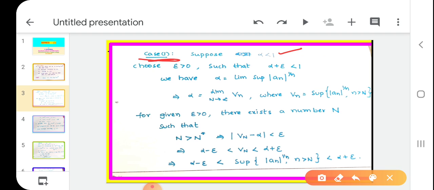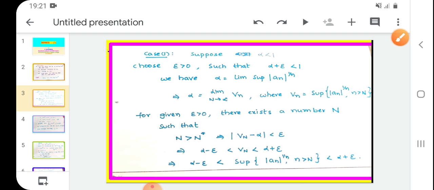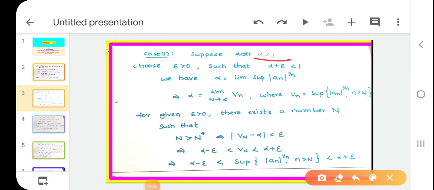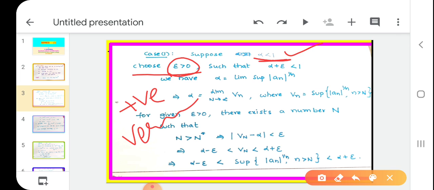Here I take alpha less than 1. Choose epsilon greater than 0. Already we know what epsilon is. Epsilon is a very small value, but greater than 0, a positive value.